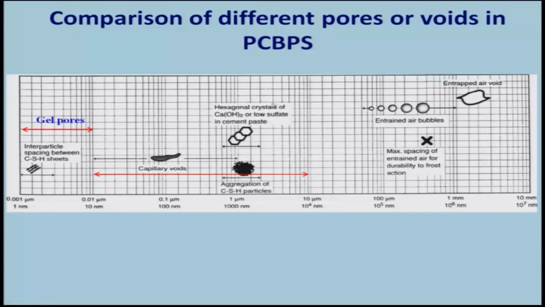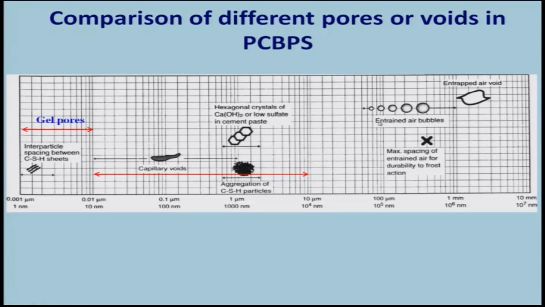So revisiting the slide that we saw recently, wherein in the x axis what you see is the size ranges. You have gel pores ranging from 1 nanometer to 10 nanometer. You have capillary voids ranging from 10 nanometer to 10^4 nanometers. In the case of entrained air bubbles, it ranges from approximately 10 micrometer or approximately 10^5 nanometer to about 10^6 nanometer, and the entrapped air voids range from 10^6 nanometer to 10^7 nanometer, or 1 mm to 10 mm.